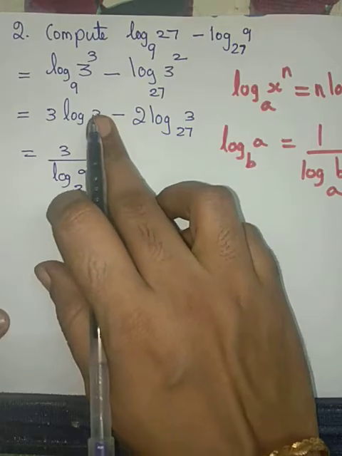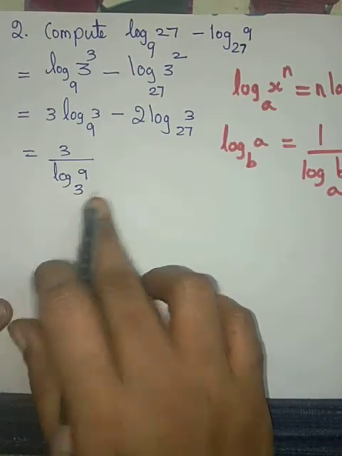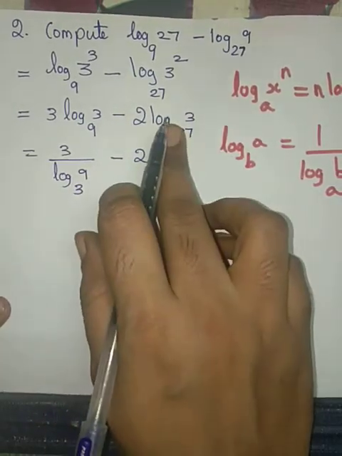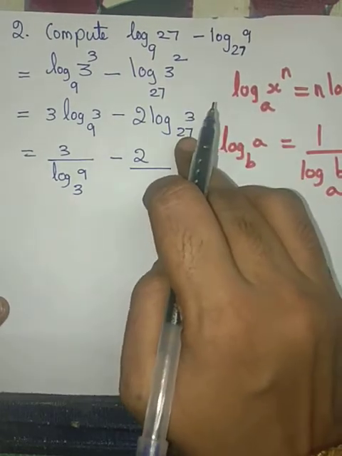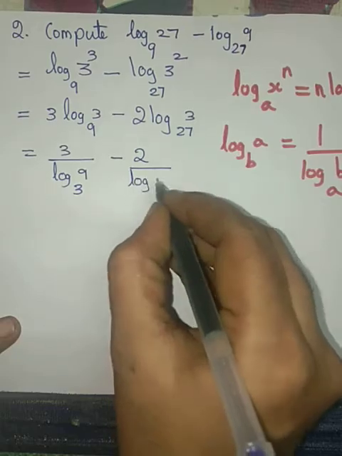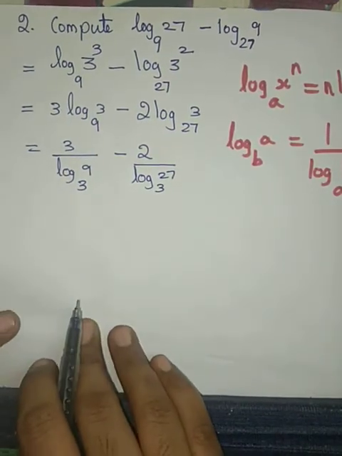Using the change of base rule, I bring this 3 down and take 9 up, so it should be written as 1 by. Now this side also, the same thing, using the change of base rule, I write the 2 as it is, bring this 3 down as the base and take this 27 up. So log of 27 to the base 3. Like this I am writing.